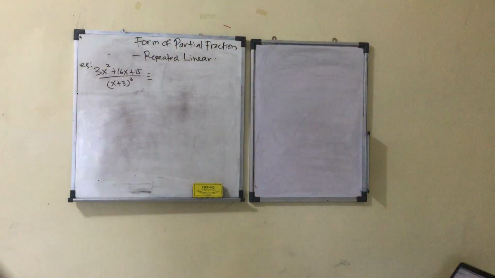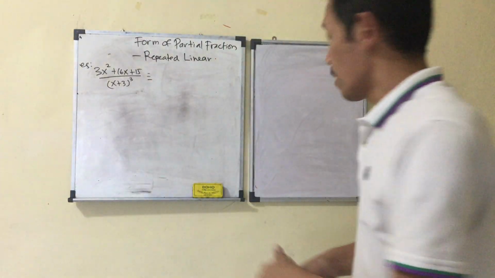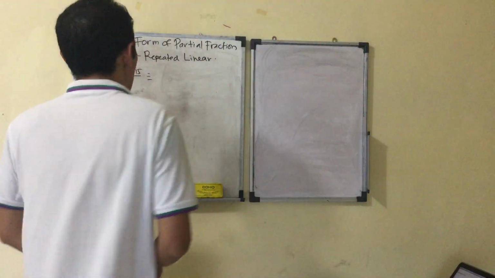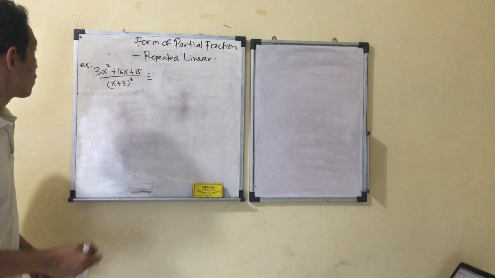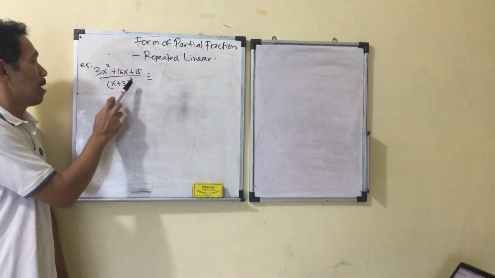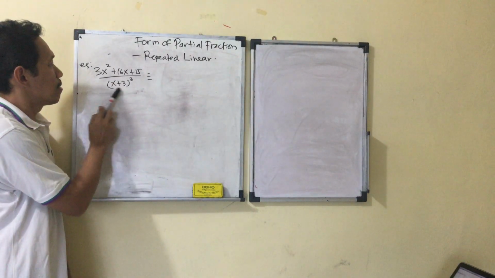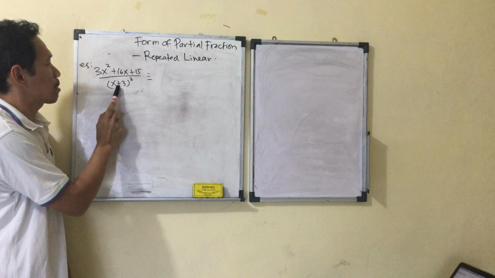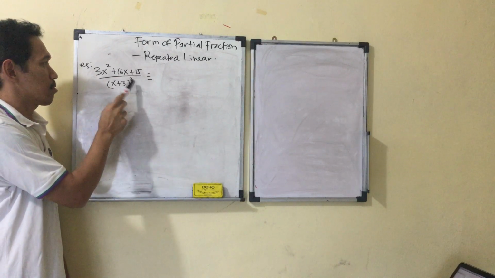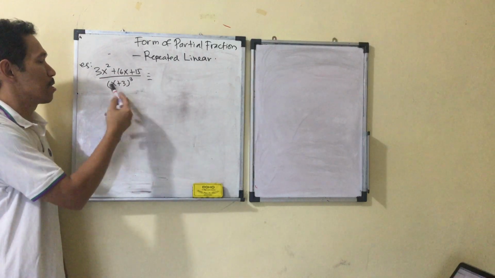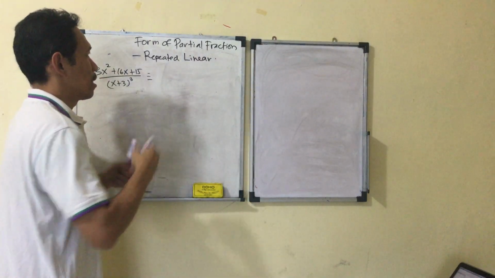Okay, next video we'll have a look at partial fractions on repeated linear factors. If you can see here, the denominator of this fraction shows x plus 3 cubed. So this means it is a repeated factor, which is called repeated linear.